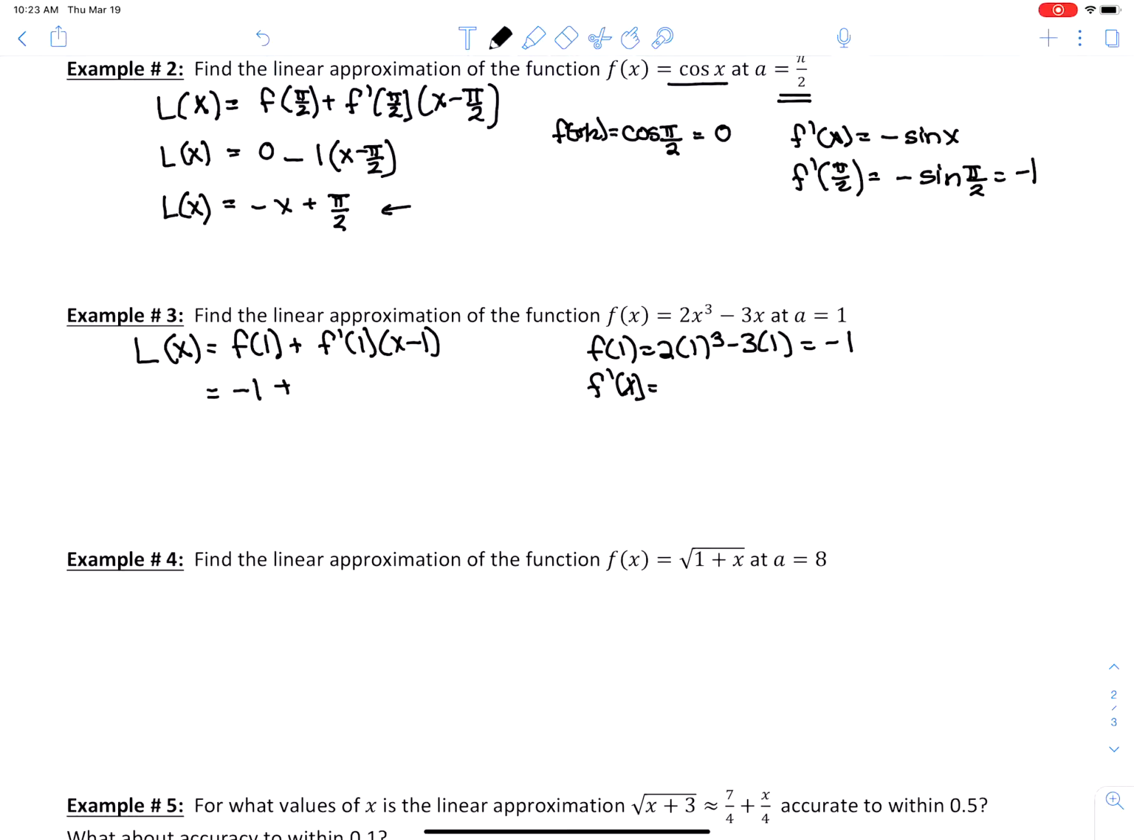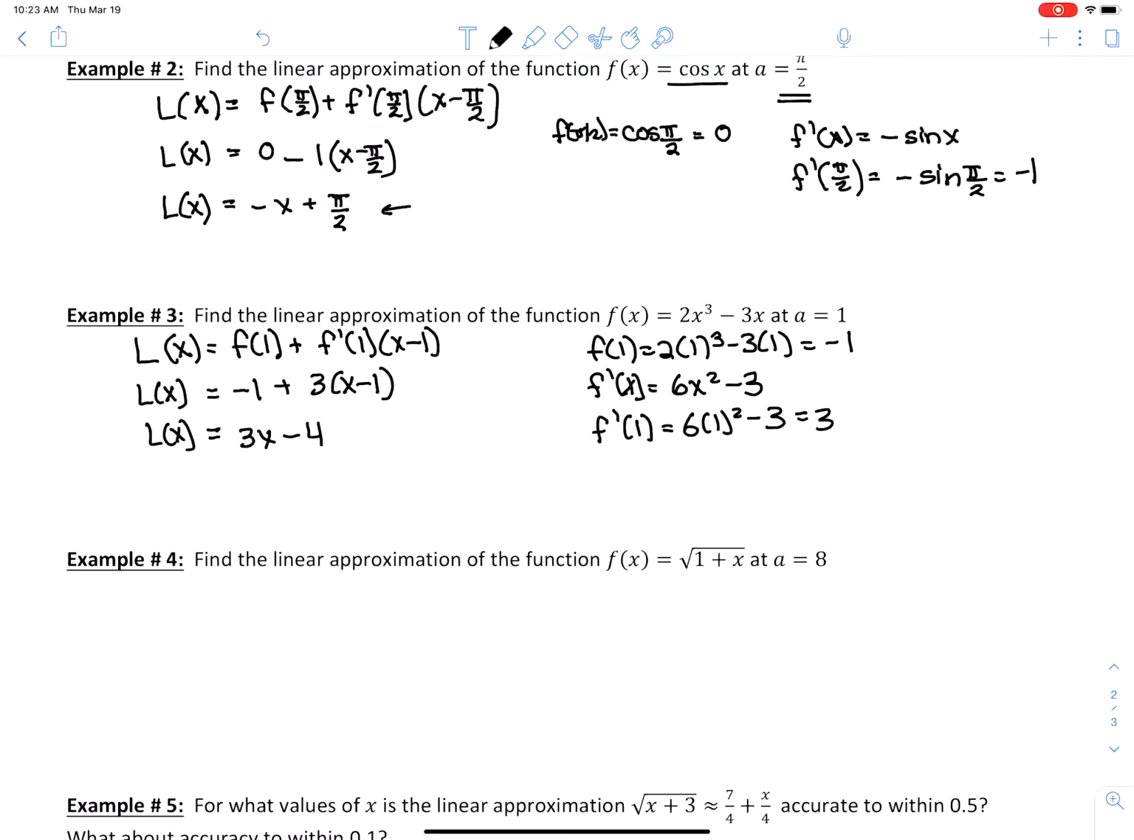Well, let's do f prime of x first. 6x squared minus 3. F prime of 1 would be 6 times 1 squared minus 3, which is 3. So 3 times x minus 1. Clean it up a little bit. 3x minus 3 minus 1 is minus 4. And there's my approximation, my linear approximation.